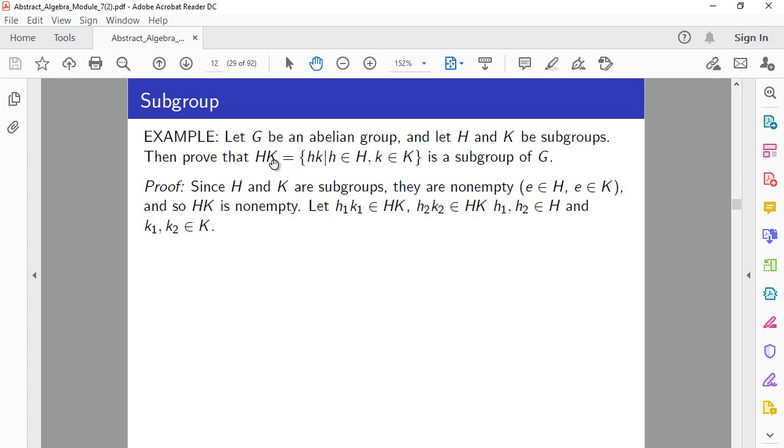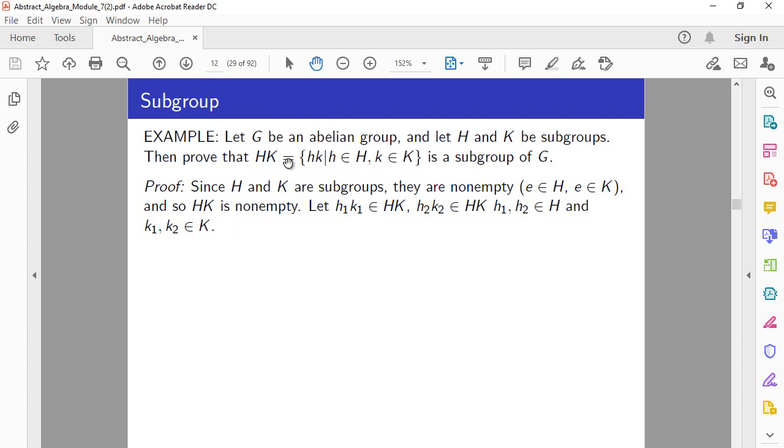HK is defined to be the set of all products hk, where h is in H and k is in K. And we want to show that HK is a subgroup of G. So if an element belongs to this set HK, then that element is equal to hk, where h is in H and k is in K. Okay, so we're going to use the one-step subgroup test here to show that HK is a subgroup of G.